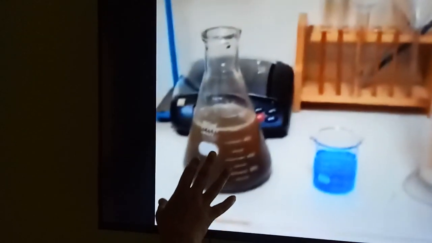Okay, so let us see. So these are three types of solutions. Now what we are doing is filtering the sand solution, and in another beaker we are taking the aqueous copper sulfate. So this also we will filter out. The copper sulfate is also poured and we will also filter it out.